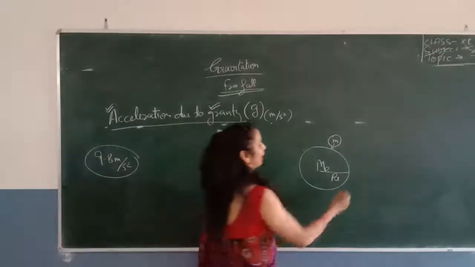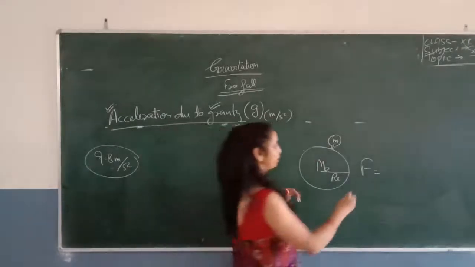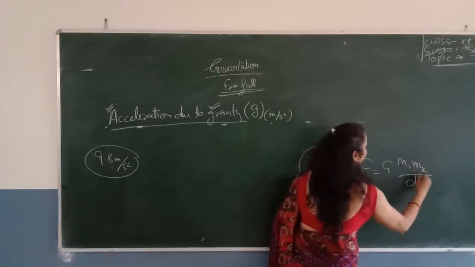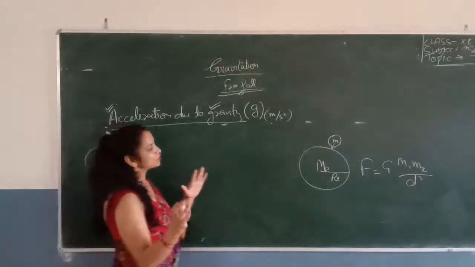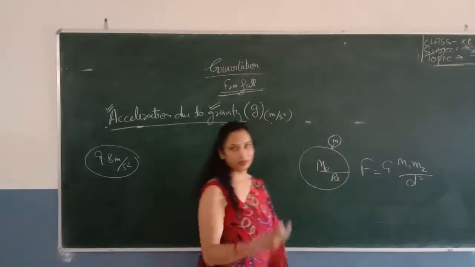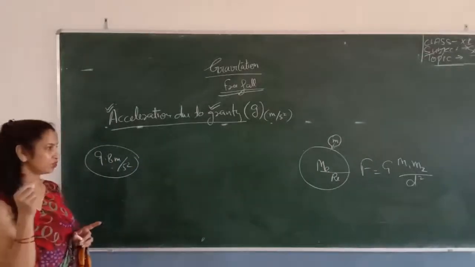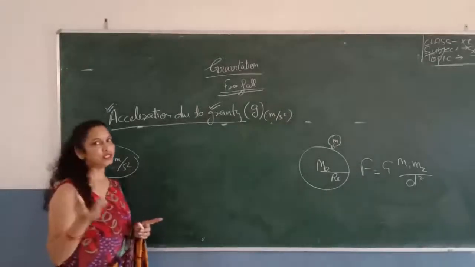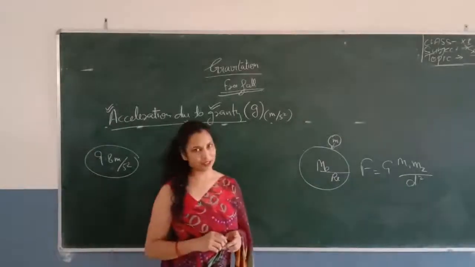So we know that according to the universal law of gravitation, the force is equal to G m1 m2 upon d square, where d is the distance between the centers of the two objects. So let's try to put the values of m1, m2 and the distance here in the formula. So let's apply the formula of the universal law of gravitation. First you will write that let the mass of the earth be M and the mass of the object be m, and let the radius of the earth be R.